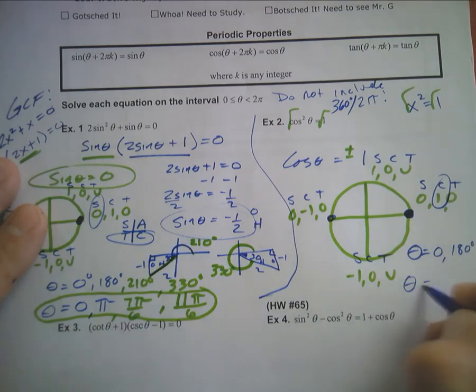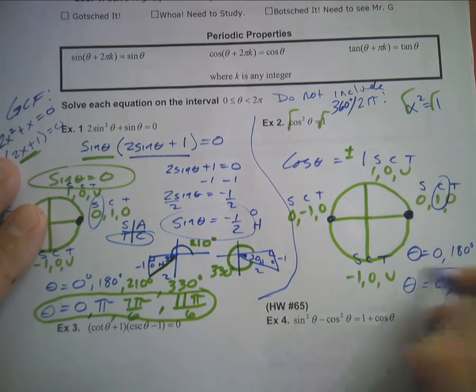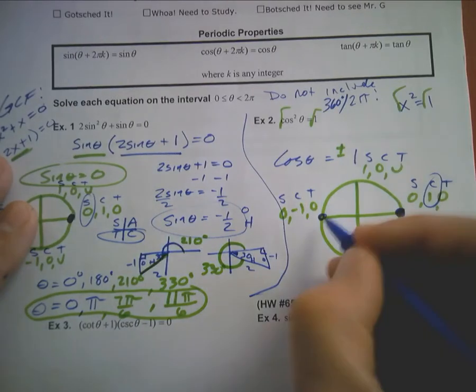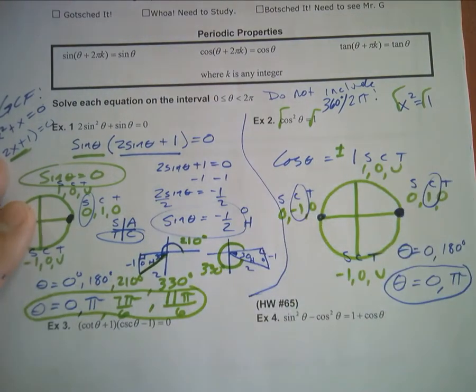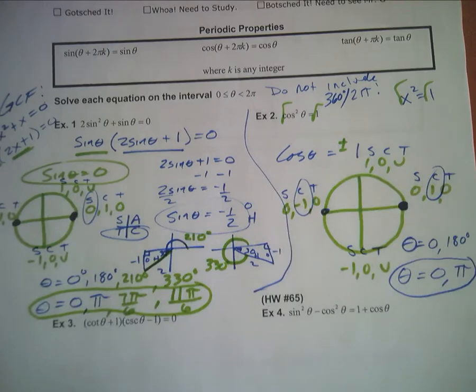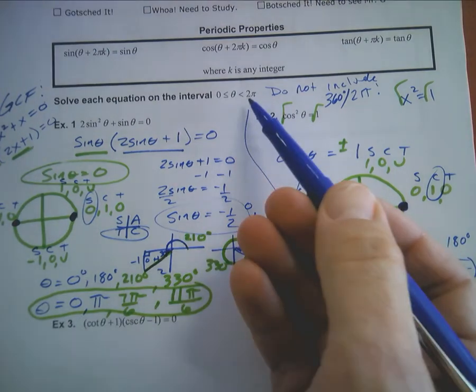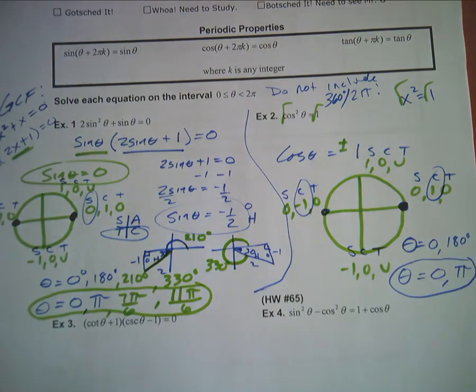Or 0 and pi, which is what my math lab wants. Okay. So again, we're looking to see where cosine is 1 and negative 1. That happens at your quadrantals of 0 and 180. Do not include 2 pi. You'll be wrong. Okay. It's all the way up to like 359.9999 degrees. Do not include 360 or 2 pi.